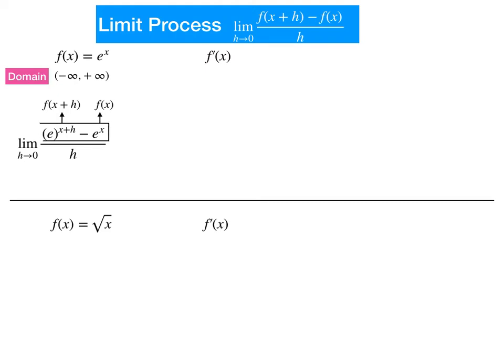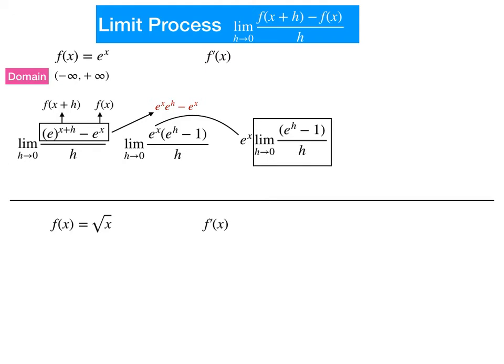So if we look at the numerator, we can use one of the exponential properties to expand it out into e to the x times e to the h minus e to the x. And then we can factor e to the x out to get to this limit. And we look at e to the x, since the variable of this limit is not x, it's h. So you can consider e to the x as a constant. So you can move it out.